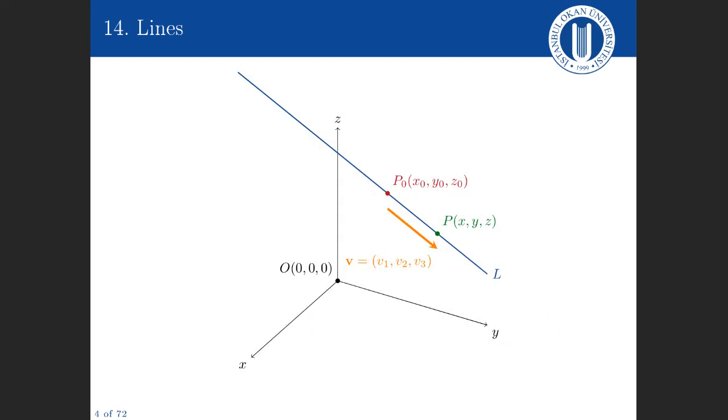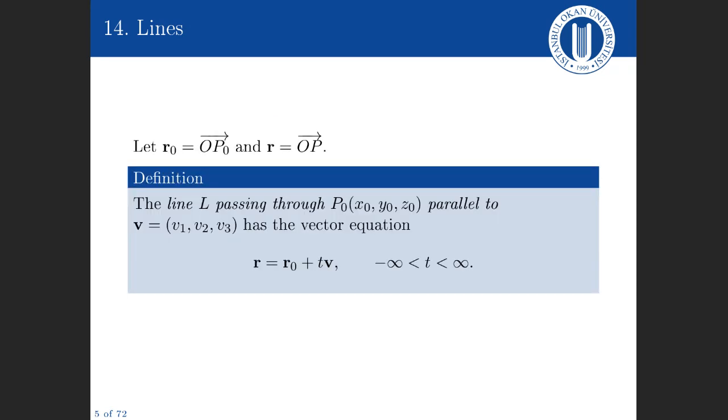Here's a better picture. We have a blue line passing through the point P0, and the direction is given by the orange vector V. Every point P on the line we can describe using an equation. In the previous picture, if we let R0 be the vector from the origin to P0 and R be the vector from the origin to P, then the vector equation for the line passing through the point P0 parallel to the vector V is R is equal to R0 plus tV, for t any number between minus infinity and infinity.